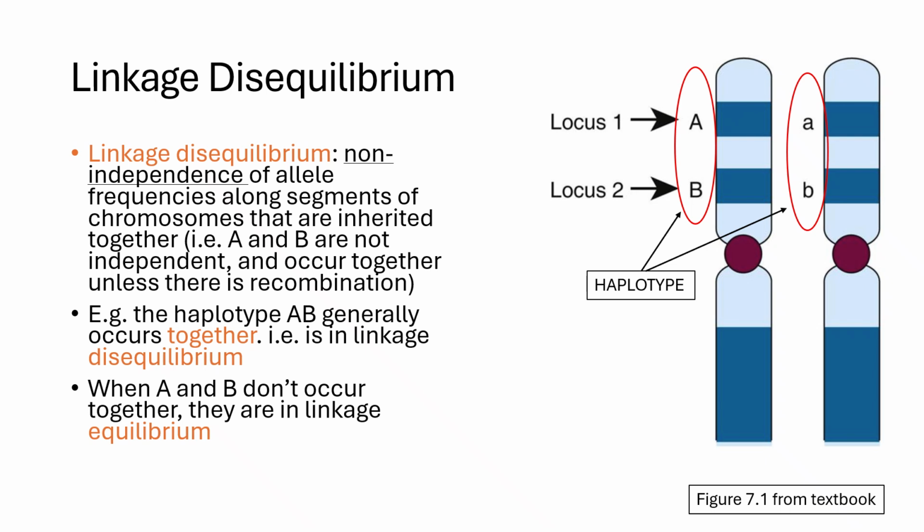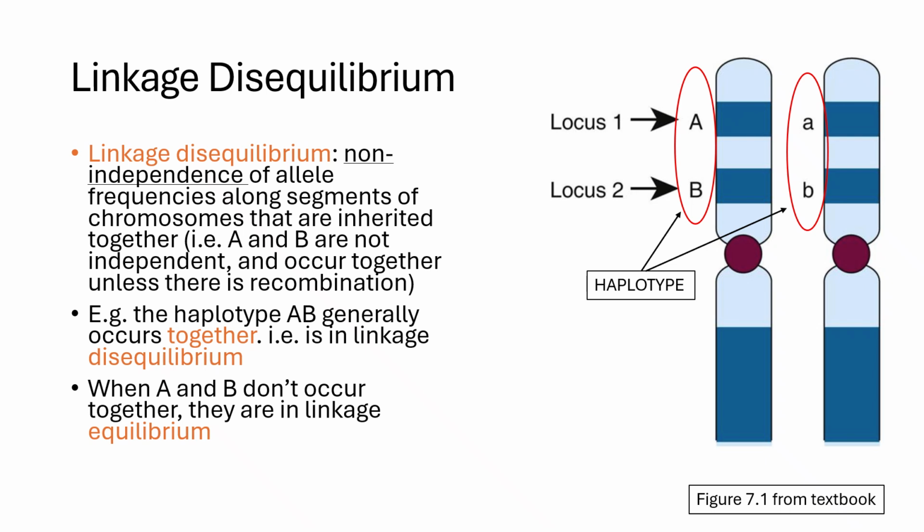So they stick together, and the lowercase a and lowercase b stick to each other. Similar to the pink sand sticking with itself and the green sand sticking with itself, the uppercase loci stick together, and the lowercase loci stick together. So this is the concept of linkage disequilibrium, which means it is not really mixed that well. Linkage disequilibrium is the non-independence of allele frequencies along segments of chromosomes that are inherited together. In other words, uppercase A and uppercase B are not independent. They're always occurring together unless there is recombination, which doesn't seem to occur.